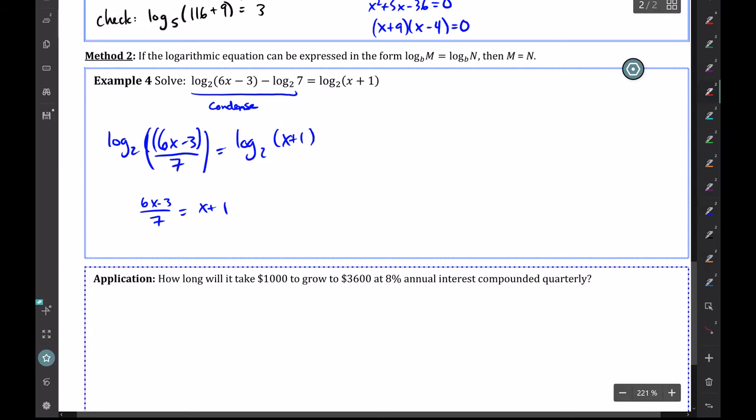Let's see. So now to solve this, we can multiply both sides by 7, and that will cancel that 7 on the bottom there. So I get 6x minus 3 is equal to 7 times x plus 1.